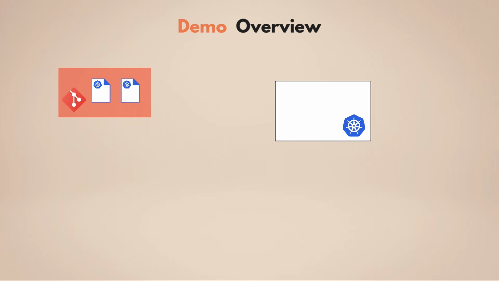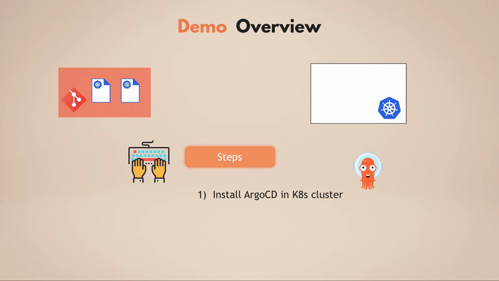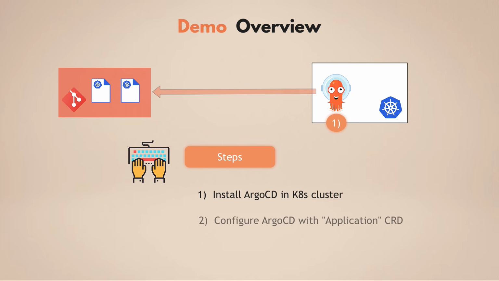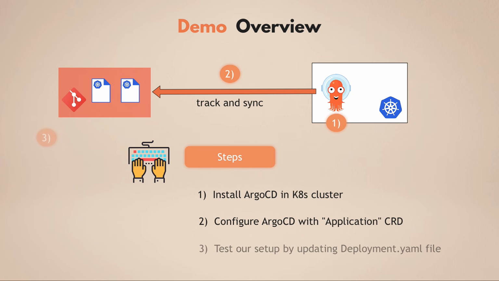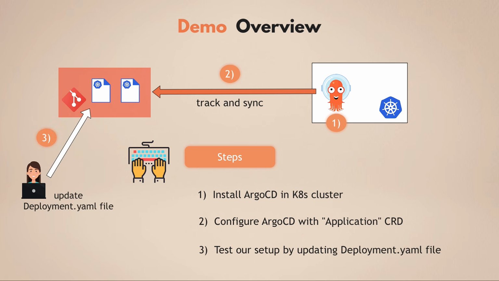So with this setup, we will first install ArgoCD in Kubernetes cluster, and then configure ArgoCD with an application CRD component, where we tell ArgoCD, hey, this is the Git repository, you need to start tracking and syncing with this Minikube cluster. And that's it. From then on, we basically don't have to do anything in Kubernetes directly. We're just gonna be updating config files in Git repository, and ArgoCD will pull and apply these changes automatically.